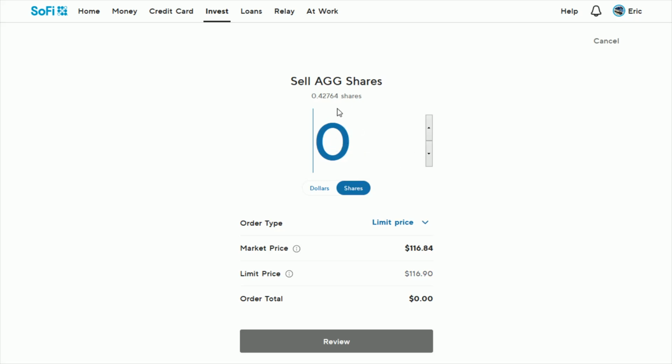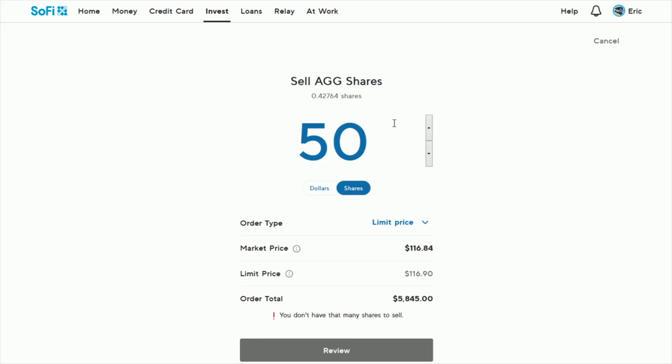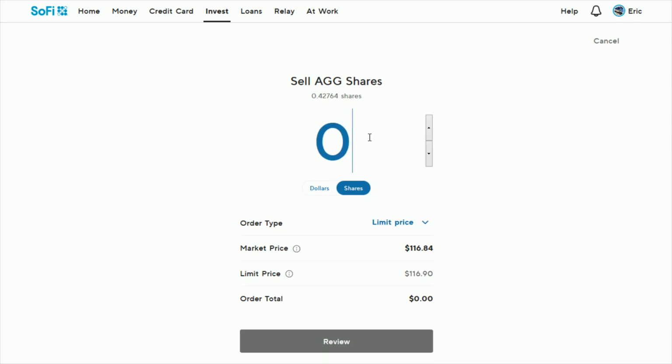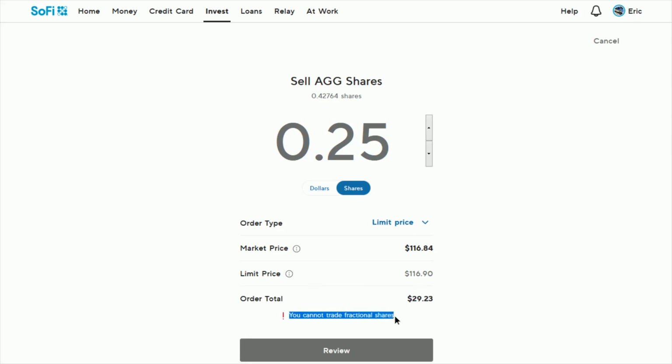But since I have a fractional amount of shares, it's not going to let me place a limit order. But for example's purposes, let's say I had 10 shares of AGG and I wanted to maybe sell 5. I could enter in 5 right here. It would give me the total order, what it would execute at for this limit price. But here you can see it says you don't have that many shares to sell. And even if I typed in like 0.25 shares, for instance, it wouldn't allow me to do this either because it says you cannot trade fractional shares when doing a limit price.